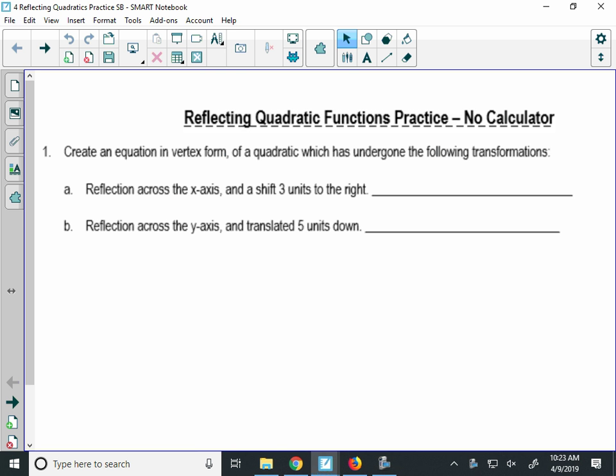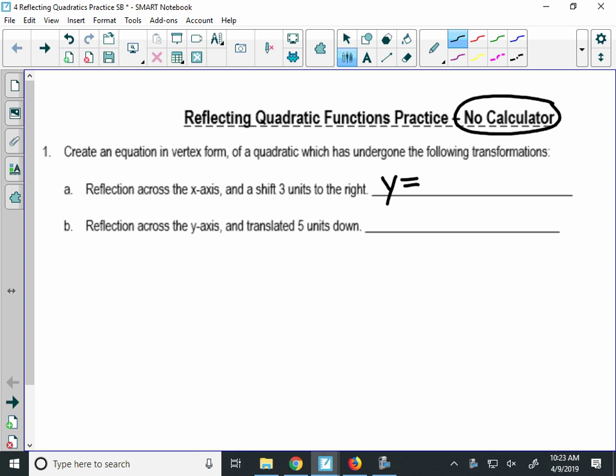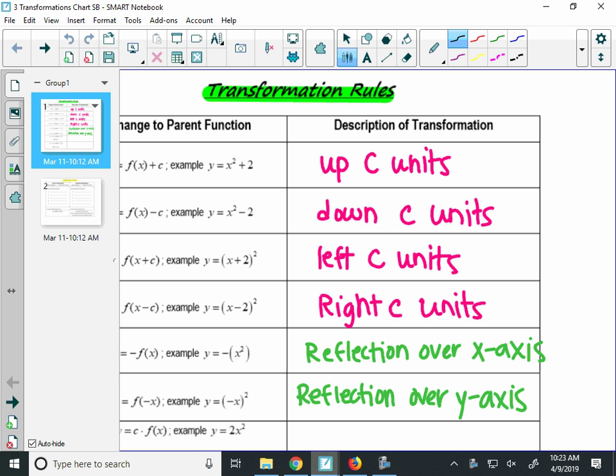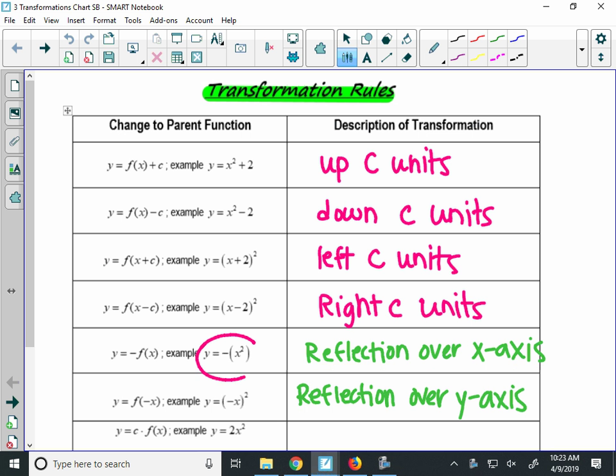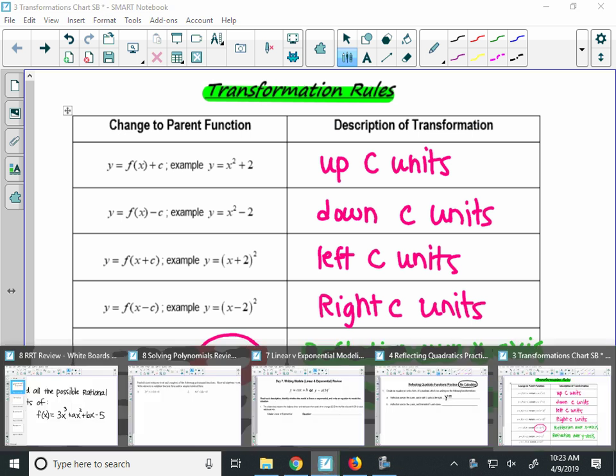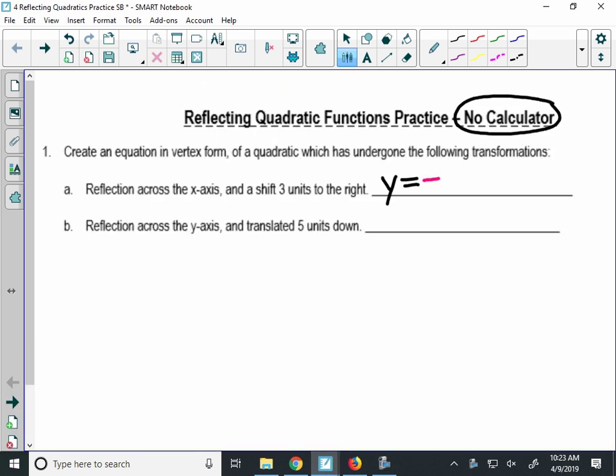We're going to write equations in vertex form of quadratics that have undergone the given transformations. So, first, and this is all no calculator, by the way. So no calculator, no Desmos allowed. We're going to reflect over the x-axis. If you look at your transformation charts that we filled in, reflecting across the x-axis happens when there's a negative in front of the equation. So what we're going to do here is put a negative before we do anything else.